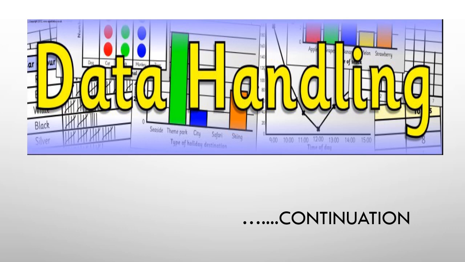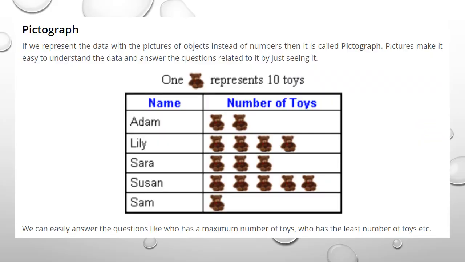Let us continue this chapter with exercise 9.2. So before that, let us know what you mean by pictograph and how to draw a pictograph. Let us see, children, what you mean by pictograph? If we represent the data with the pictures of objects instead of numbers, then it is called a pictograph. Pictures make it easy to understand the data and answer the questions related to it by just seeing it.